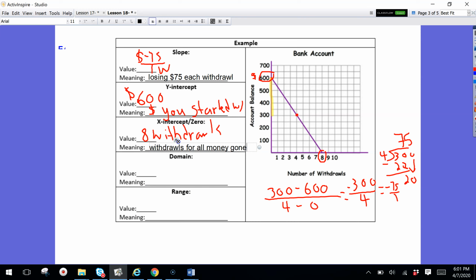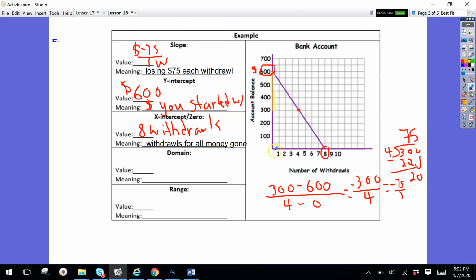So now let's go ahead and review our domain and our range. Remember, domain is the value of x. So for a real world situation, a lot of times this might not be all real numbers. There's actually ending points. So what is the smallest value of x and what is the biggest value of x?